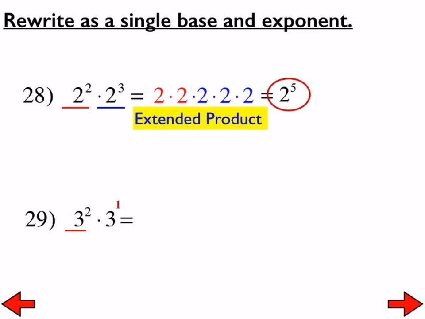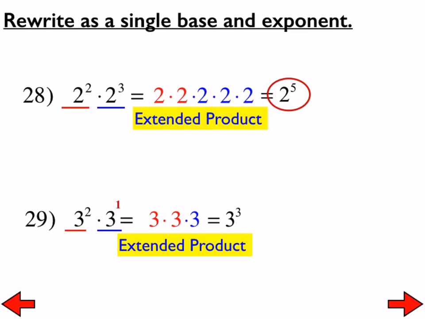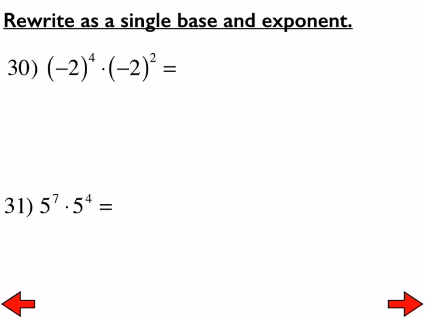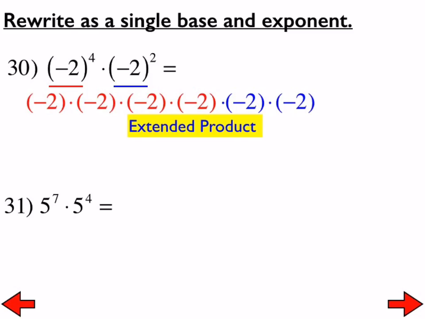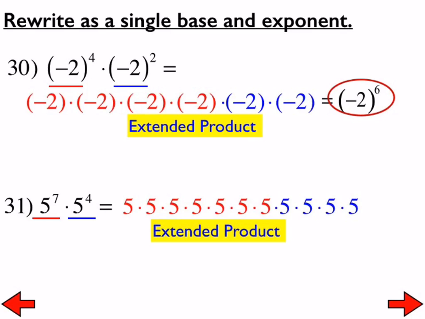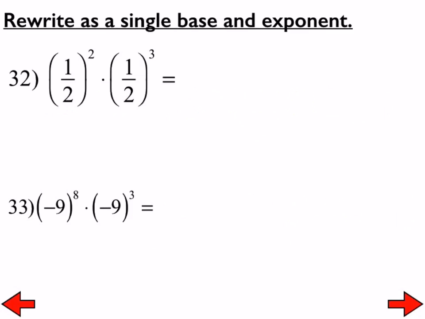Not really concerned about problems like number 29, because that's pretty easy as well. That's 3 to the 3rd, as we can see from the extended product. Not too worried about number 30 either. Writing out as an extended product, you can clearly see it as negative 2 in parentheses to the 6th power. Not too concerned about number 31. We can clearly see that that's 5 to the 11th power.